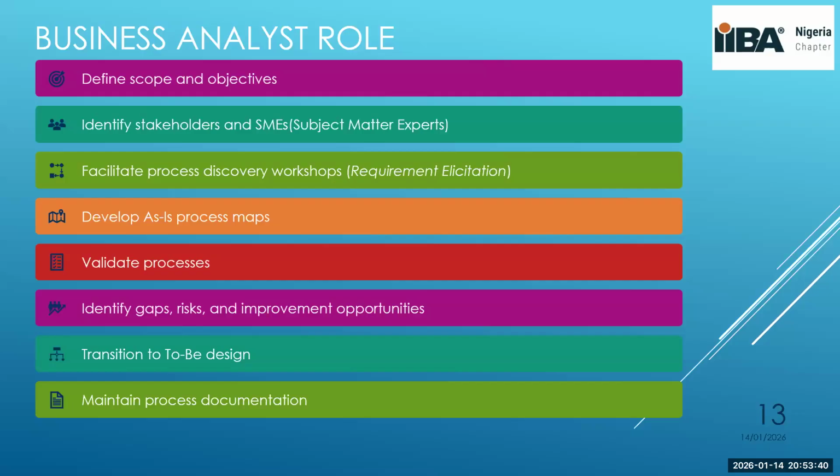We need to identify the business objective. That's the first thing. What exactly does the business want to achieve? Once you are able to identify the business goal or objective, then you need to identify your stakeholders. Who are the ones using this process? Is it the finance and sales department? You need to identify all the stakeholders involved. Once you're able to identify that, then you meet with them and do your discovery, process discovery workshop.